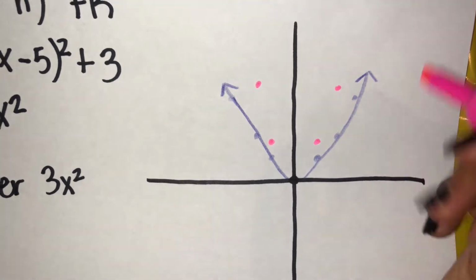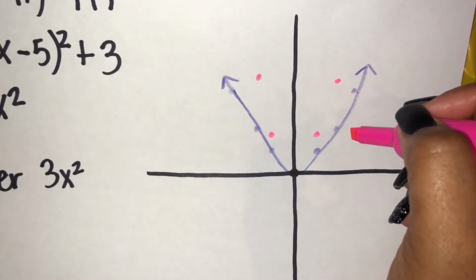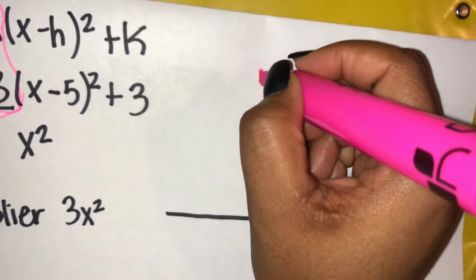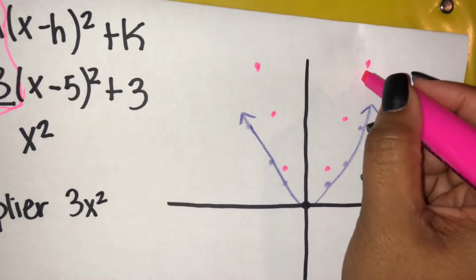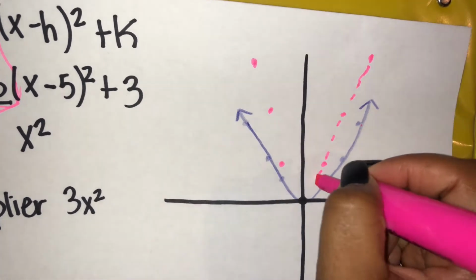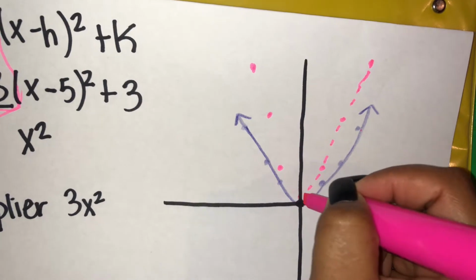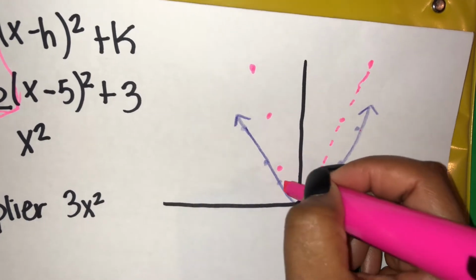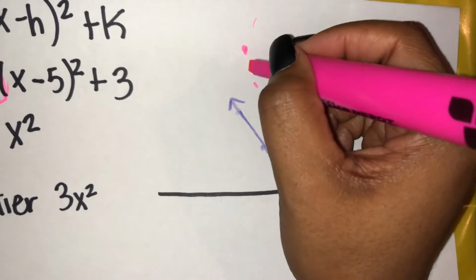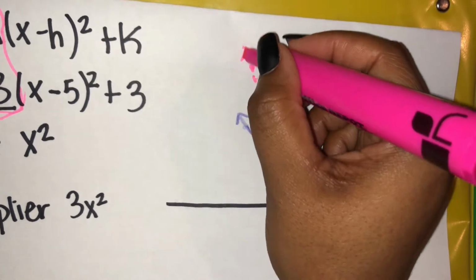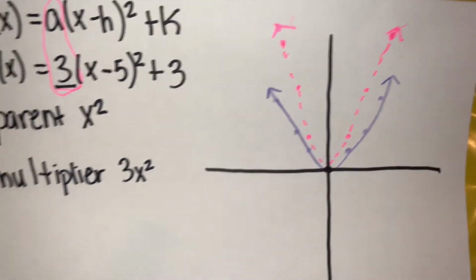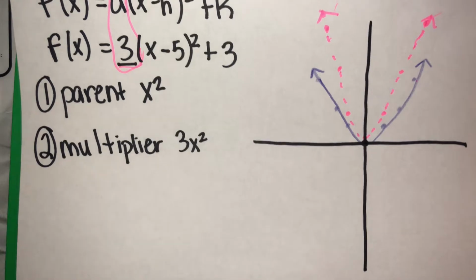Now we have 9. 9 times 3 equals 27. So that's going to be way up here. Then you just make your lines. I use different shapes for the graph because you always want it to stand out. What's the multiplier part? What's the parent part? What's the final graph part?